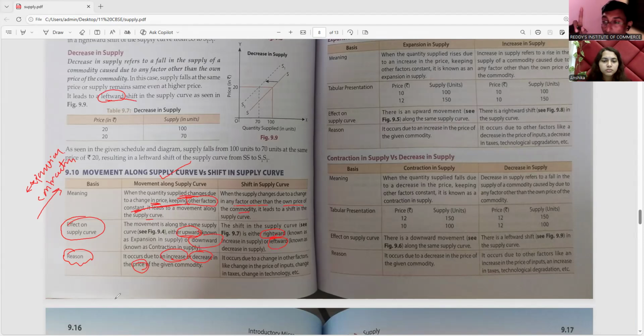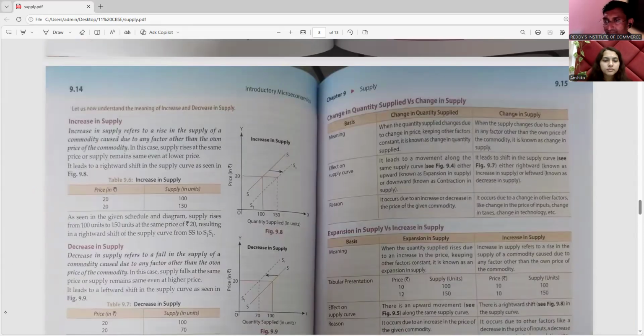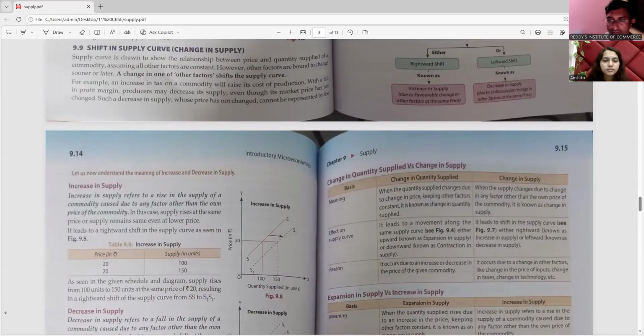But when we talk about the shift in the supply curve, it occurs due to changes in other factors. Other factors are changing, like a change in the price of inputs, a change in taxes, a change in technology. Due to that, the supply curve shifts to the leftward side or the rightward side. Other factors are changing, other than price.